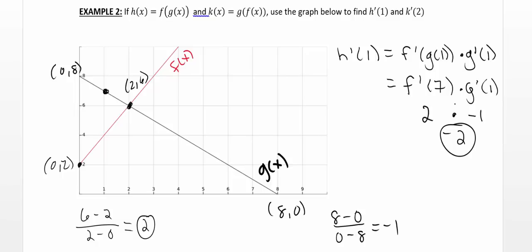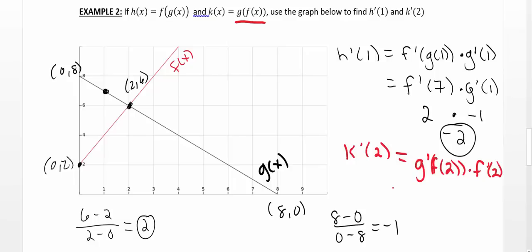Let's do this next one, k prime of 2. So k prime of 2 means that we are going to be looking at g of f of x. So that means when we take our derivative, we're looking for g prime of f of 2 times f prime of 2. So again, we want to see what values we know. So f of 2, we can go to 2, we can go up until we hit the f function, which is in red, and we can find that value, which is 6. So now we have g prime of 6 times f prime of 2.